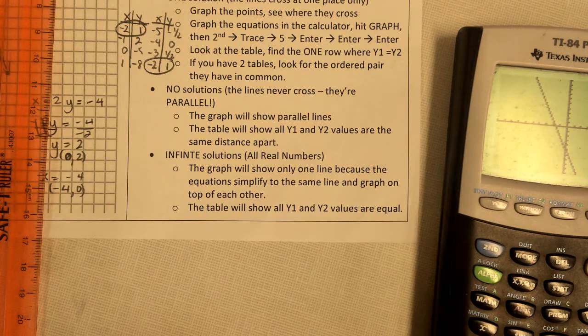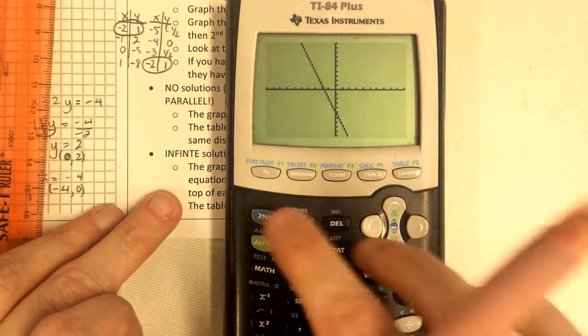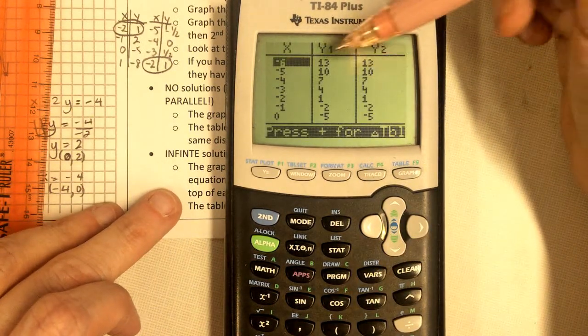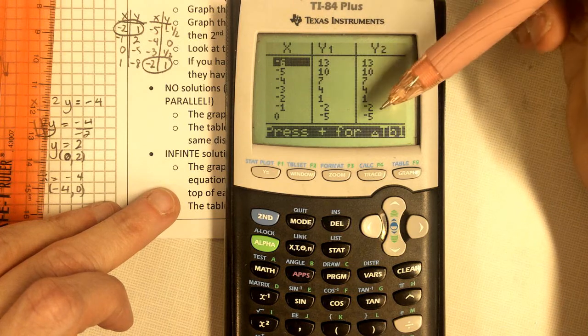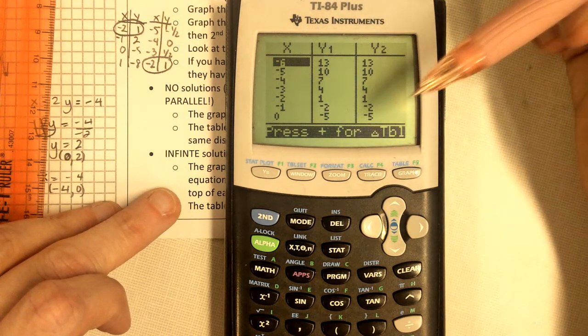Okay? So that means the table is showing all y1 and y2 values are equal. That means that no matter what point I put into this table, no matter what x I plug in, I'm going to get the same y's. That means every solution. I have infinite solutions.